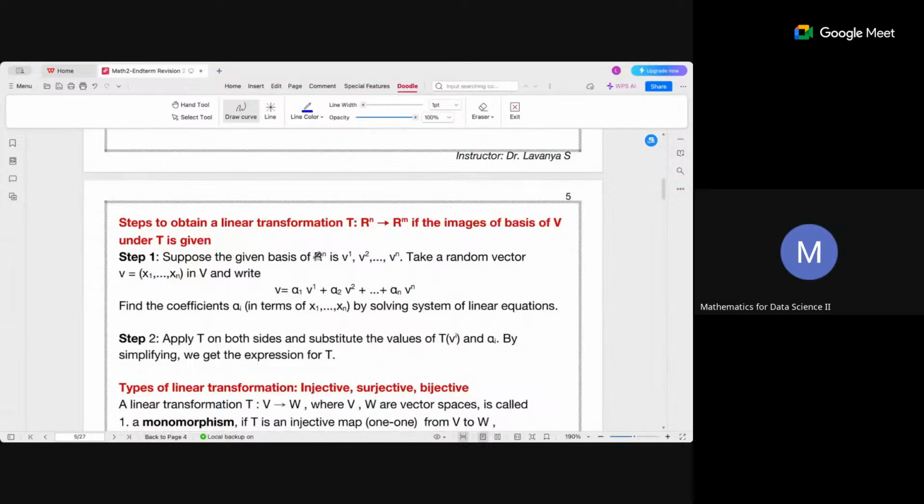Okay, so here I have given the general steps. If you are given a linear transformation T from Rn to Rm, where you are given the images of the basis of V, here V is Rn, then what you need to do is take the basis V1, V2, up to Vn, which is given here, right? And you take a random vector from the space Rn. You take this V as a linear combination of these basis vectors, and you need to express each of these coefficients in terms of x1, x2, up to xn.